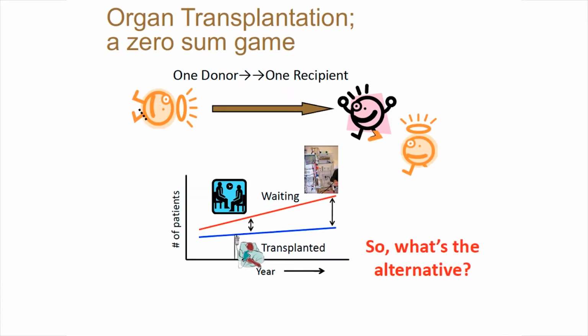And the problem with that is that organ transplantation is a zero-sum game. What that means is that if you look at the graph at the bottom here, red are patients waiting for an organ, blue are the donors. And so you can see there's a massive gap, right? So there aren't enough donors for the people that need replacement organs. And that's where tissue engineering and regenerative medicine could come into play.